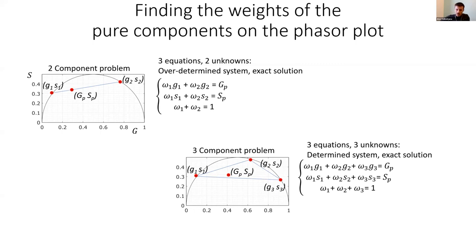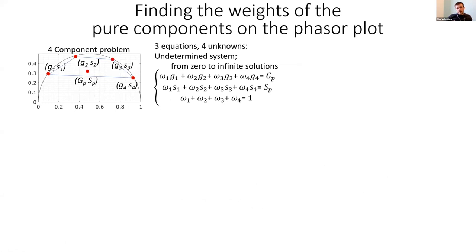So this has been done in the literature for the longest time. Now, what happens if you have 4 components? Well, with 4 components, you have an undetermined system because you only have 3 equations and 4 unknowns. You cannot solve this. There are from 0 to infinite solutions to this problem.